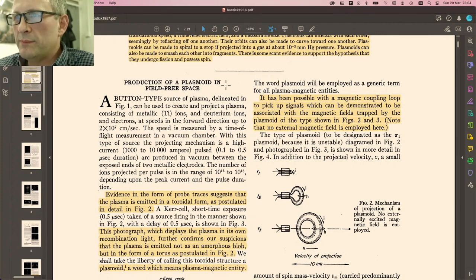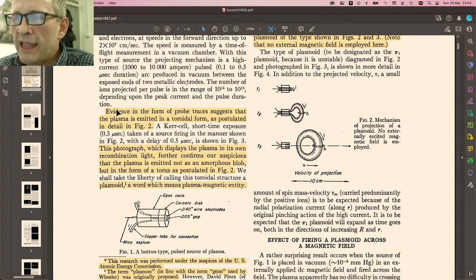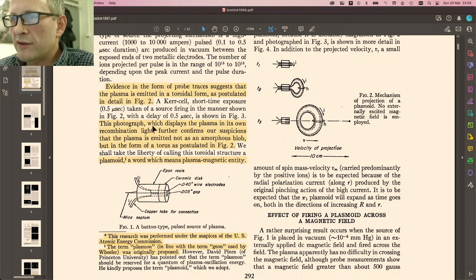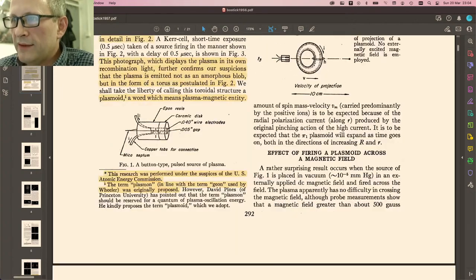Okay, so production of a plasmoid in free space. Evidence in the form of probe traces suggests that the plasma is emitted in a toroidal form, as postulated in detail in figure 2. We'll just talk about that in a sec. This photograph, which displays the plasma in its own recombination light, further confirms our suspicion that the plasma is emitted not as an amorphous blob, but in the form of a torus, as postulated in figure 2. So basically, they have this gun here, and I'm going to zoom into it so it's clearer for you.